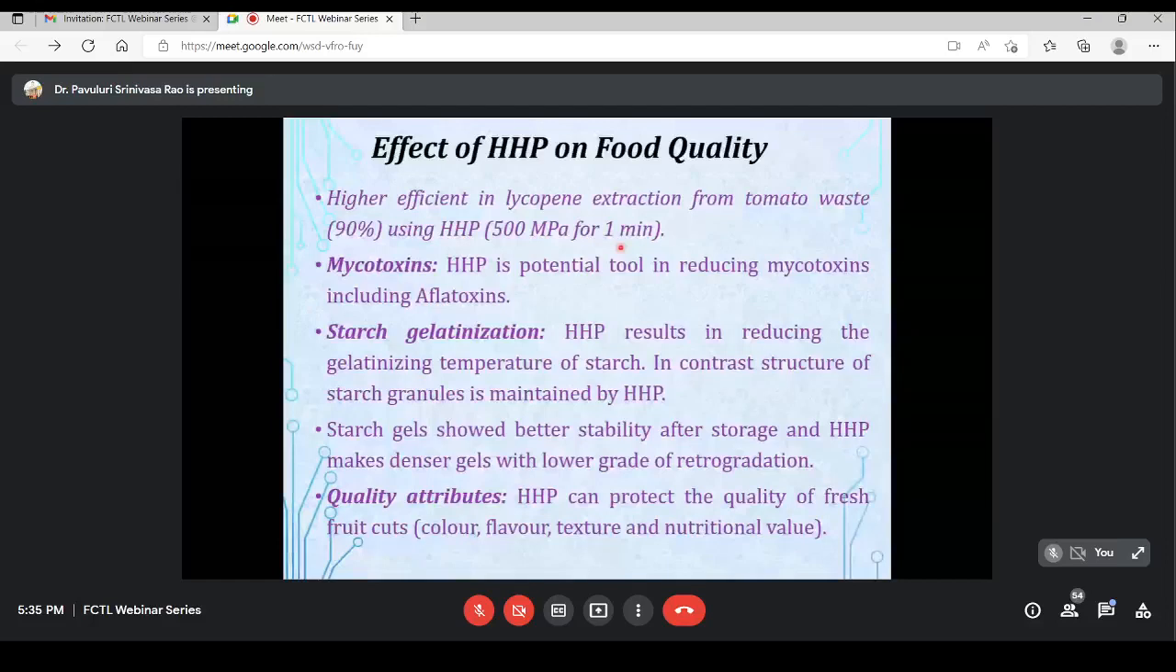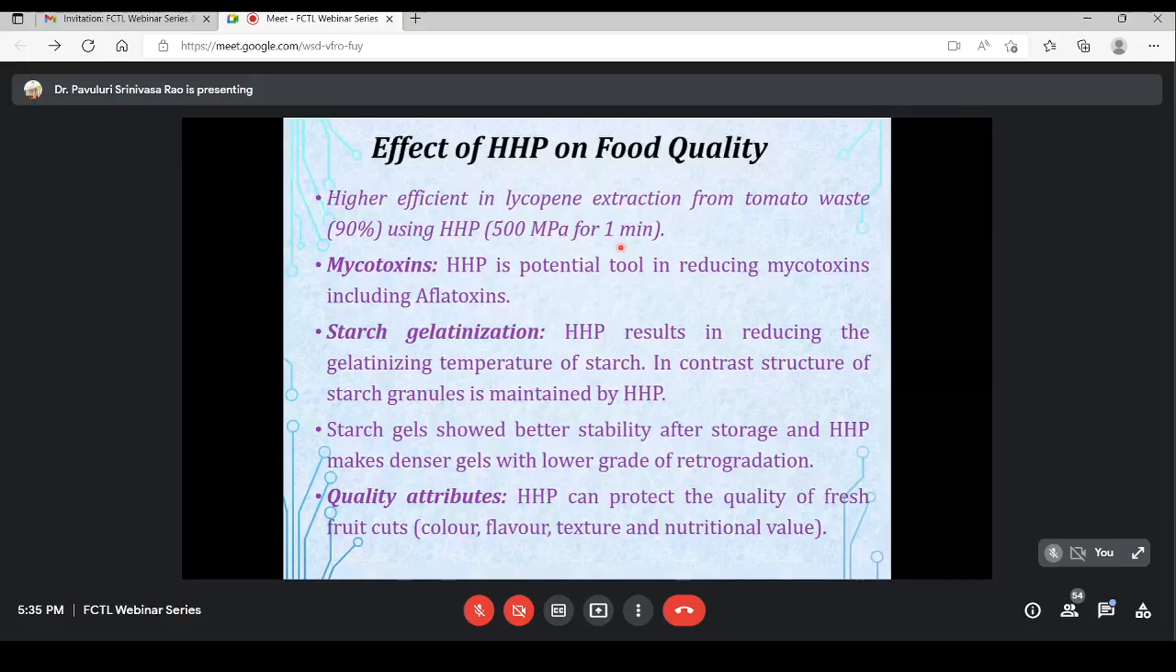Now, higher efficiency in lycopene extraction. That's how HPP is one of the pre-treatments nowadays for extraction applications, where tomato waste has been extracted for lycopene, and 90% of lycopene could be extracted with a simple 1 minute treatment of HPP at 500 megapascal. So these are some major advantages.